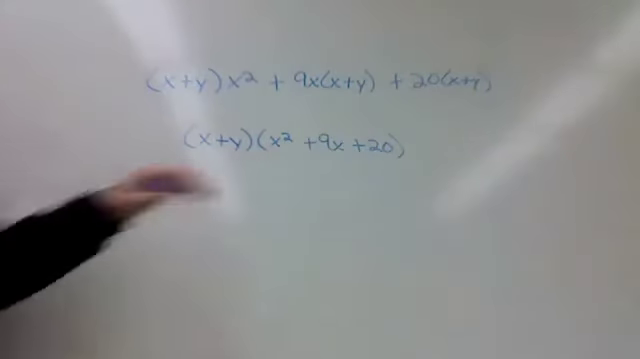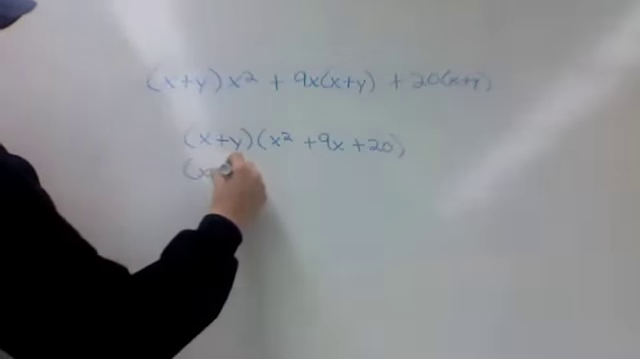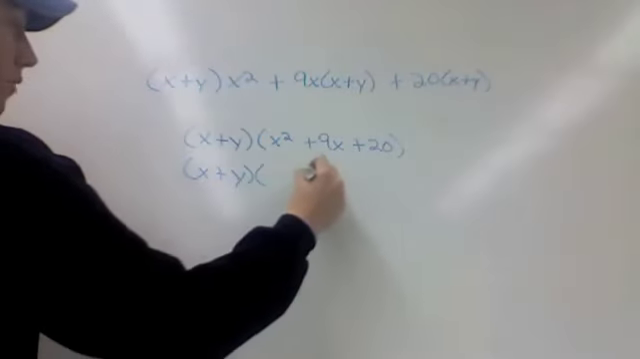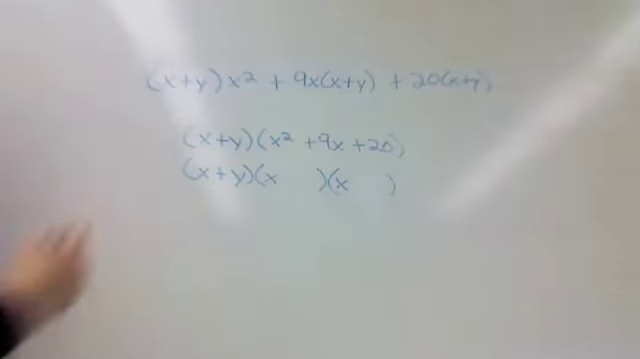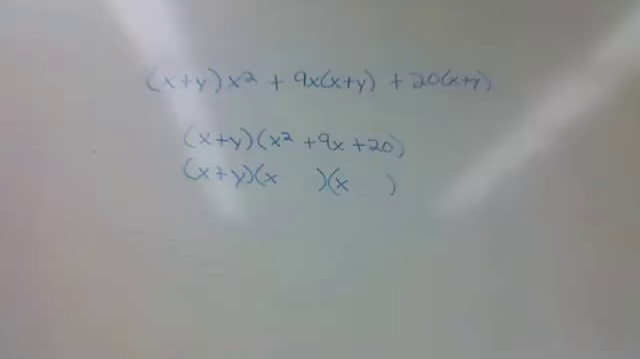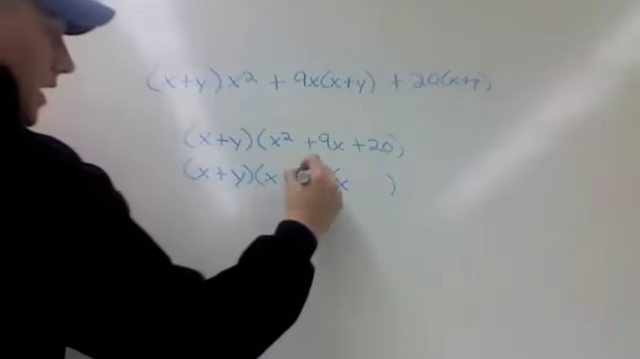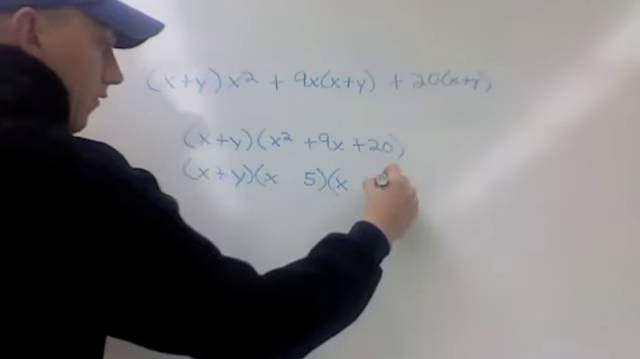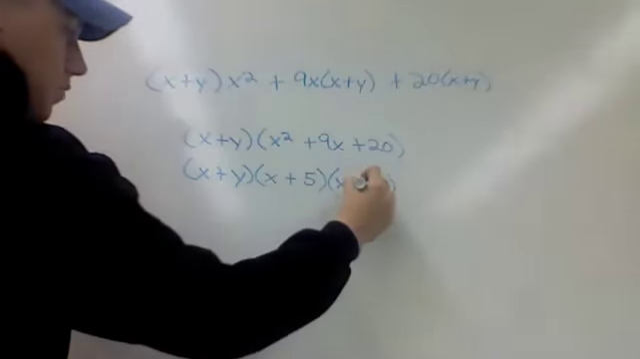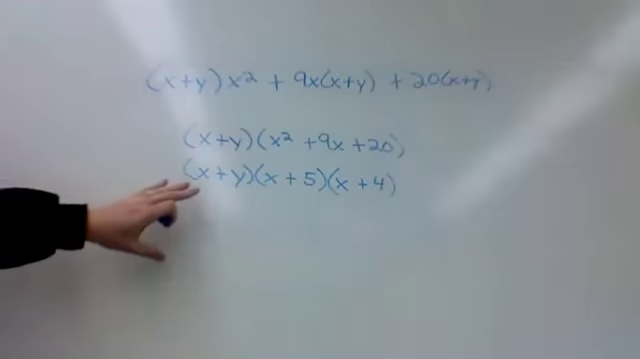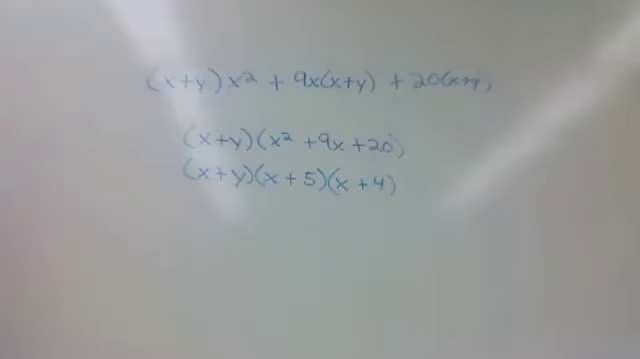Now again, we're just going to factor out our x squared plus 9x plus 20. So we get (x plus y), put in our parentheses, and go ahead and put our x's in. We look at our factors of 20: 1 and 20, 2 and 10, 5 and 4. 5 and 4, when we add them together, would give us 9. So that gives us a 5 and a 4. We look at our signs, we both have positives, so we'll just put positives in there. So now we have our final answer as (x plus y) times (x plus 5) times (x plus 4).